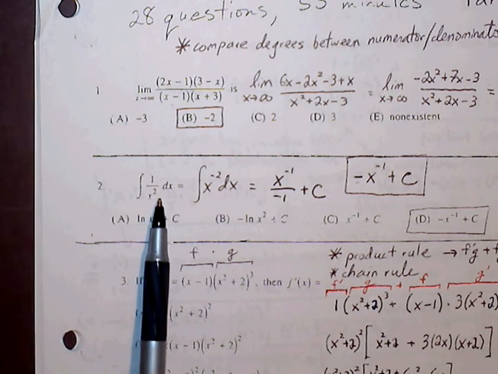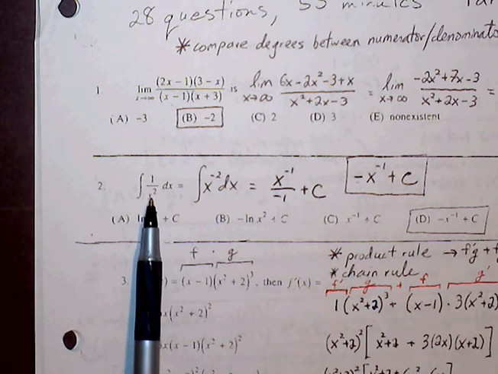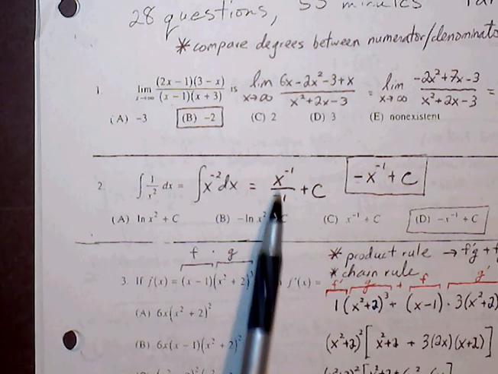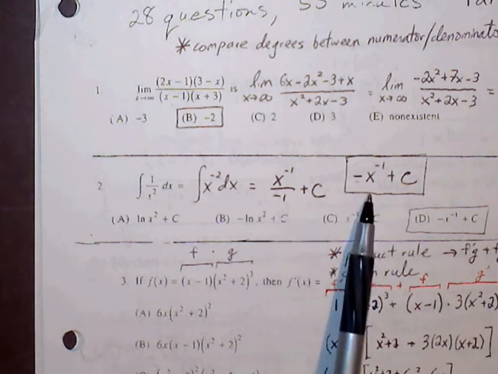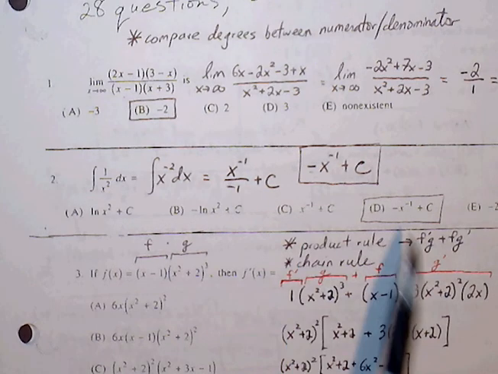But if we want to use power rule, we have to get it in the right place. So this x squared needs to be sitting up in the numerator. Once you do that, x to the negative 2 becomes x to the negative 1 over negative 1 plus c. Then that simplifies to negative x to the negative 1 plus c.